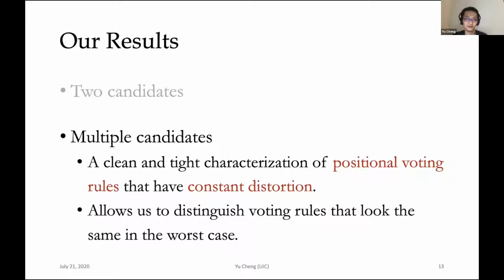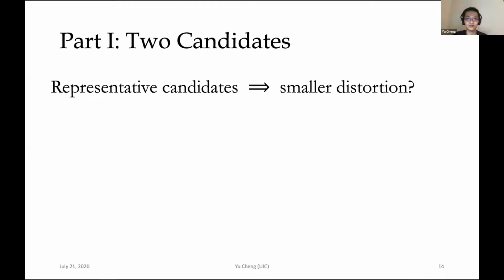All right. Okay, so now before I move on to the details of these results, any questions? All right, good. Okay, so now we're going to move on to the first part, which is a majority rule election between two candidates.